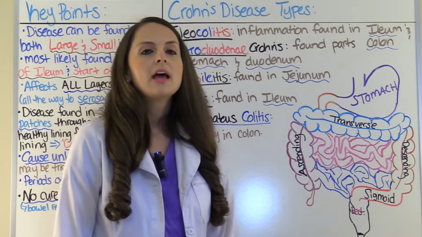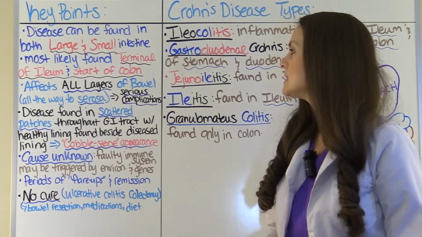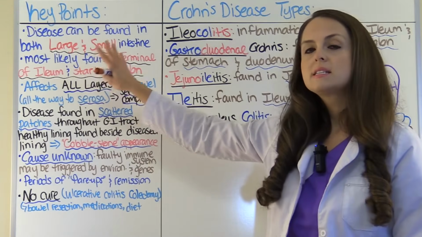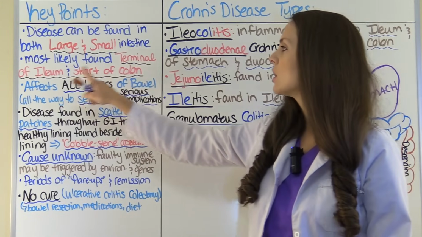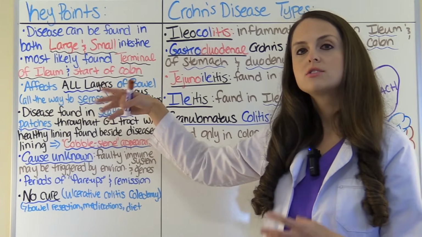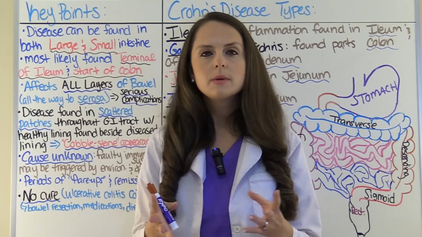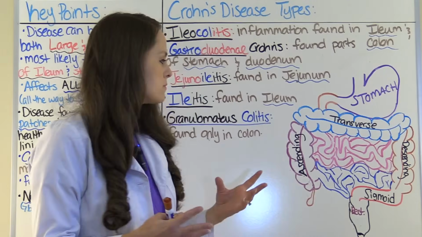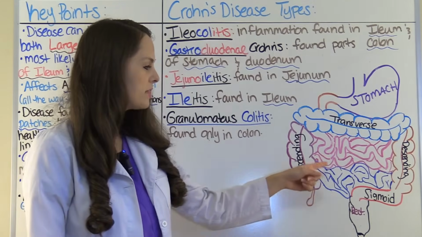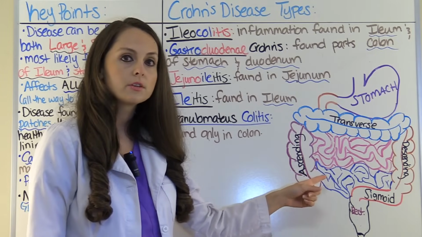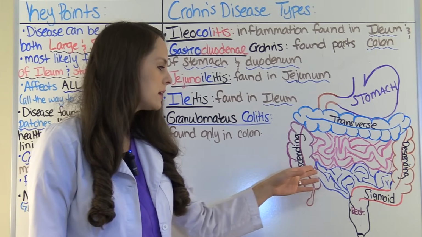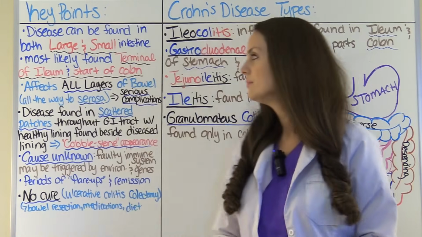Now, with Crohn's disease, the disease is most likely to be found in the terminal part of the ileum and the start of the colon. So most people who have Crohn's, it's more likely going to be at the end of the ileum, the terminal part of it, to the beginning of the colon.